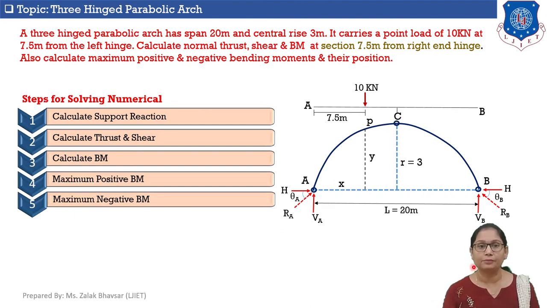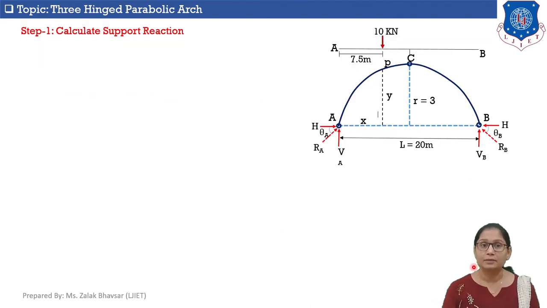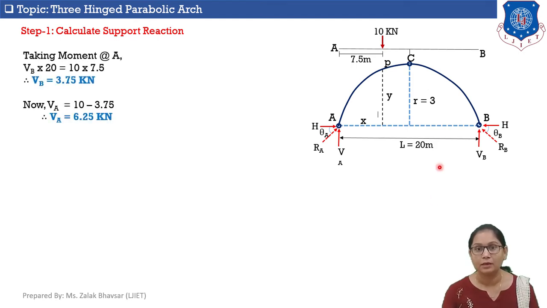So, let's start with step number 1. In step number 1, we will calculate support reactions. And for calculating support reactions, first of all, we need to take moment about point A. So let's take moment about point A. We can say that anti-clockwise moment is equal to clockwise moment.